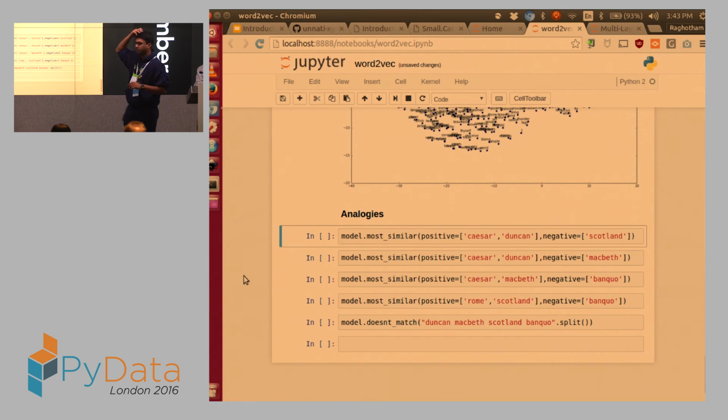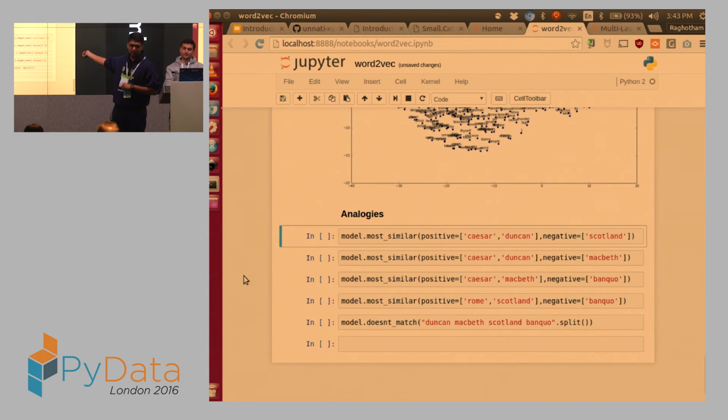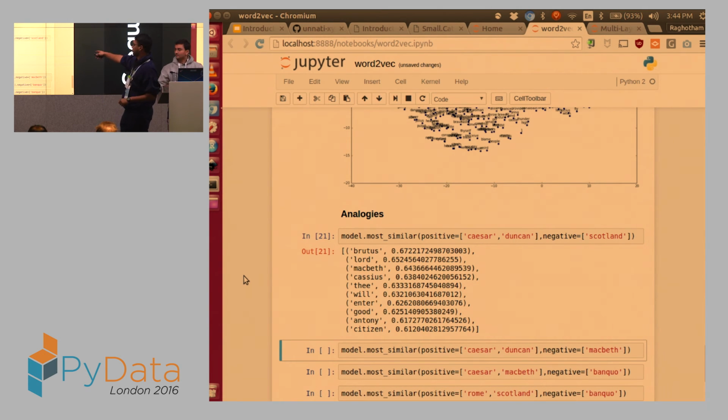So how many of you know which character belongs to which play? Duncan is a king, a ruler of Scotland, and Caesar is Caesar. So what we are trying to see here with this analogy is: if Duncan is to Scotland, Caesar is to which place? And prior to this, we've never mentioned any rules. We've not fabricated the data to show results. Just based on the vocabulary that it's learned, it's trying to build relations based on the words' presence.